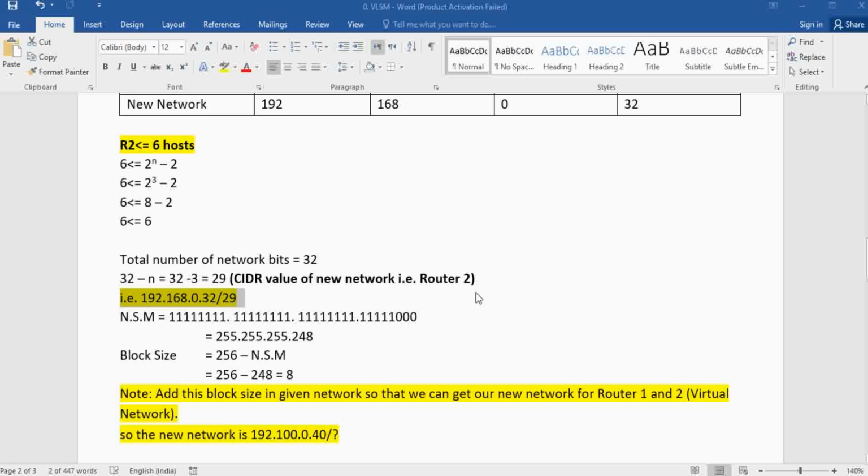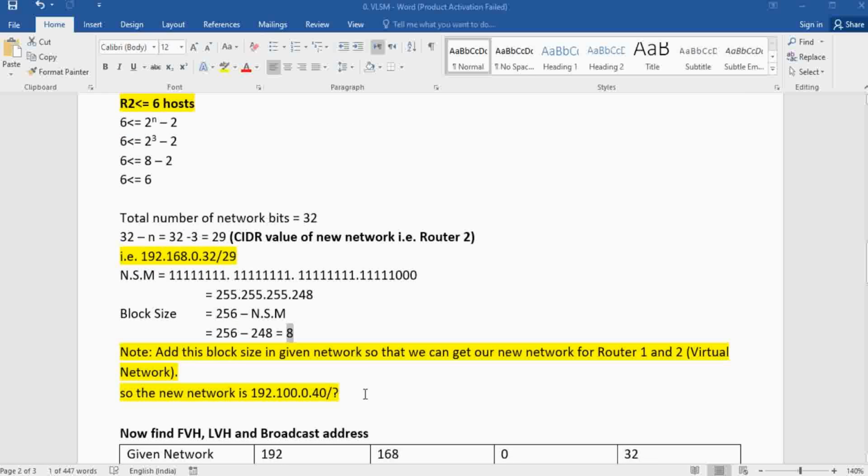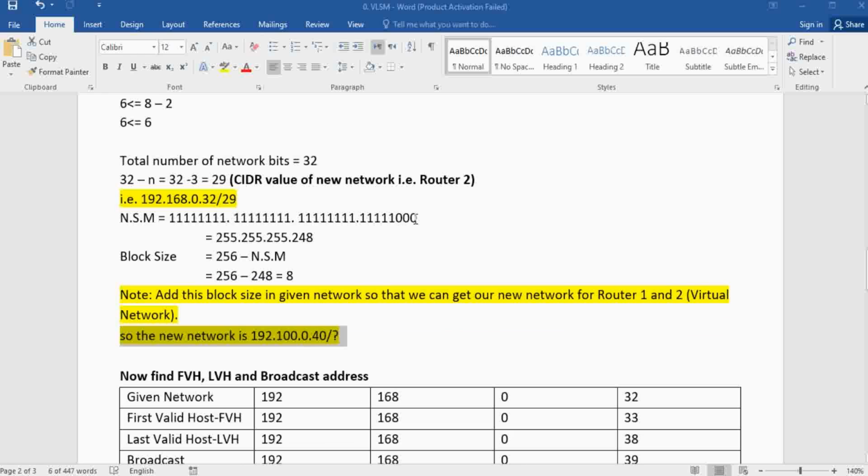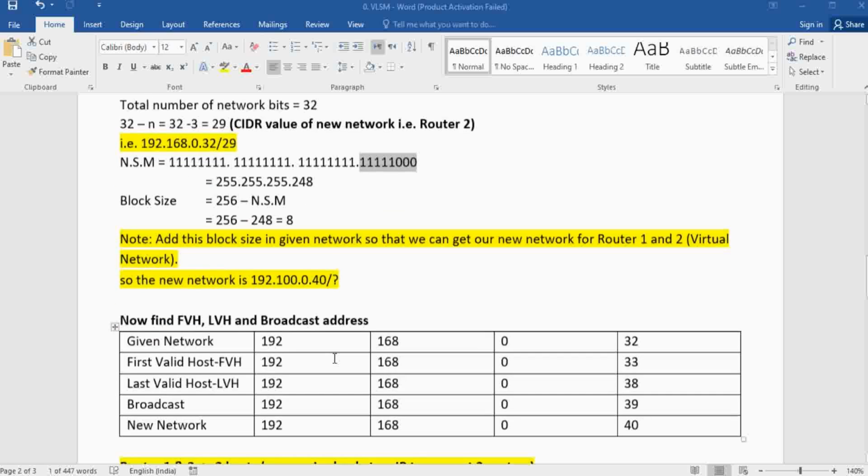So the given network is 192.168.0.32 and then add 8. Our new network will be 192.168.0.40. Remember, in Class C there are 3 network blocks and 1 host block. Changes occur only in the host block.